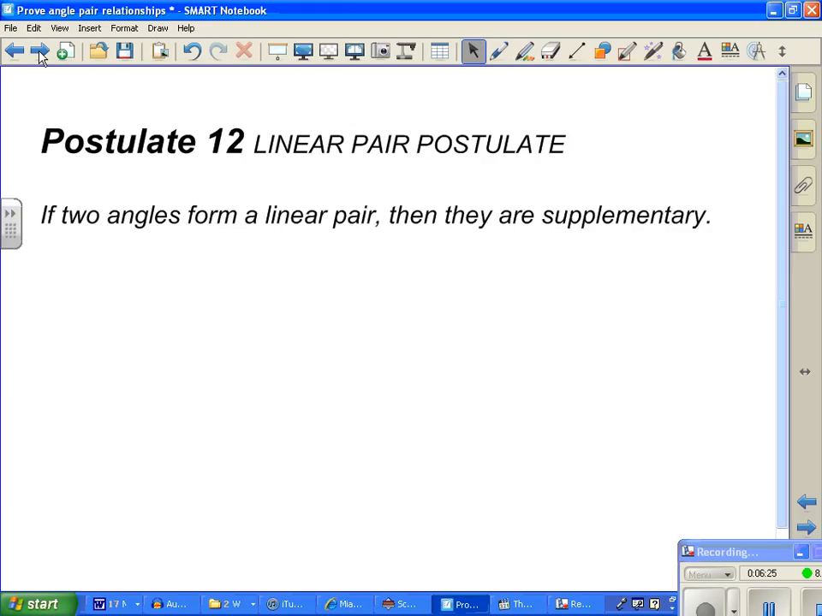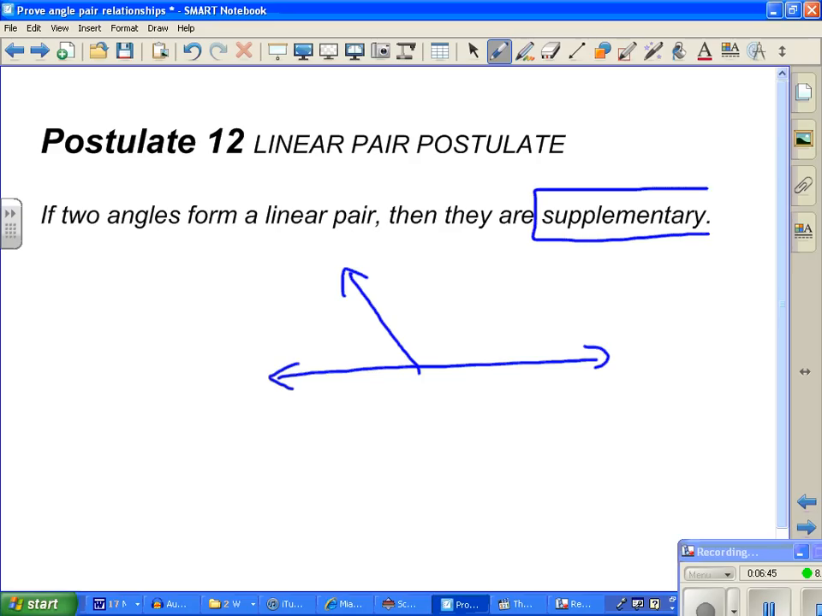Postulate 12, linear pair postulate. Now this is a postulate. We do not have to prove this. If two angles form a linear pair, then they are supplementary. If two angles form a linear pair, such as this, again, linear pair, adjacent, supplementary angles, then they are supplementary. Well, yeah, linear pair is supplementary in the definition.